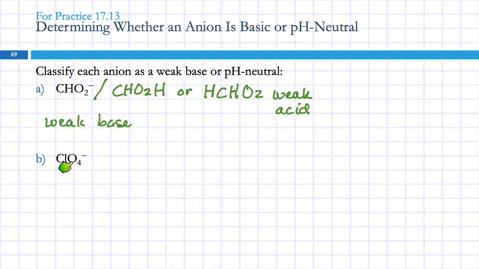So here we have perchlorate ion. What's the conjugate acid? HClO4, right? Is that a strong acid? Yeah. How do we know it's a strong acid? Because I told you. I said memorize this. Strong acid. So does this anion act as a base? No. It's pH neutral.